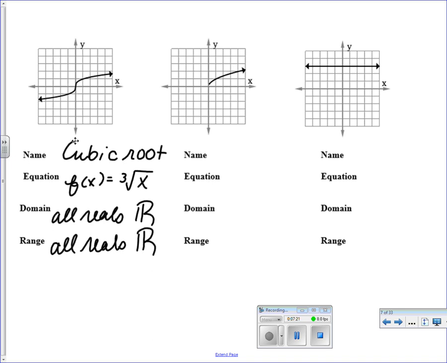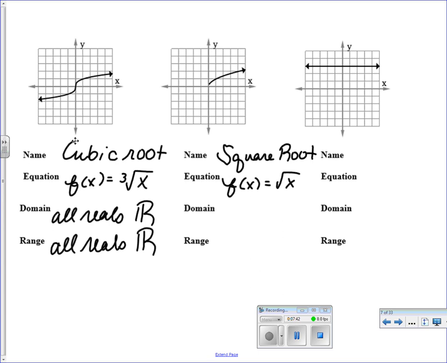Anybody know the next one? The next one's kind of weird looking. Looks like he's missing something, but not really. It's not rational. Good thinking, though. This is square root. Now, square roots are kind of funky. That's f of x is equal to the square root of x.